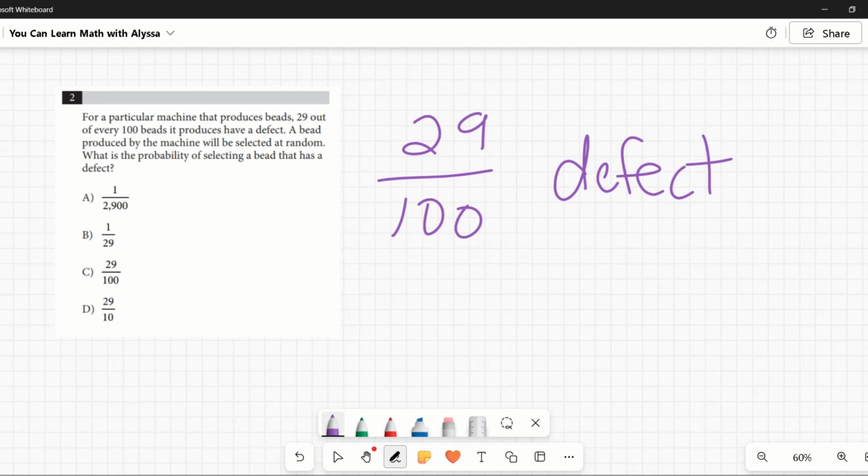Can I just say, this machine needs fixing. If you've got 29 out of 100 that are messed up, you need a better machine.